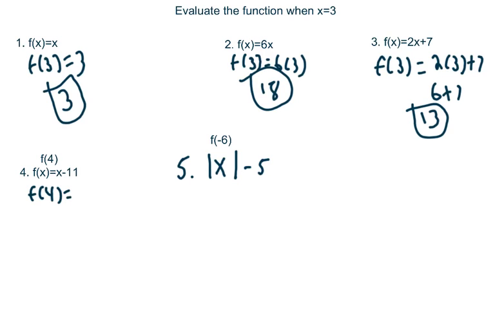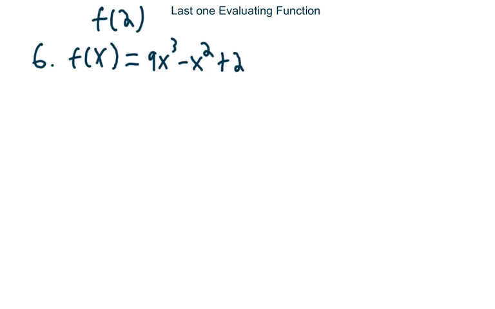f of 4 equals 4 minus 11, which would be -7. Absolute value of -6 minus 5. 6 minus 5, 1. Last one, evaluating functions. Feel free to try this one on your own.